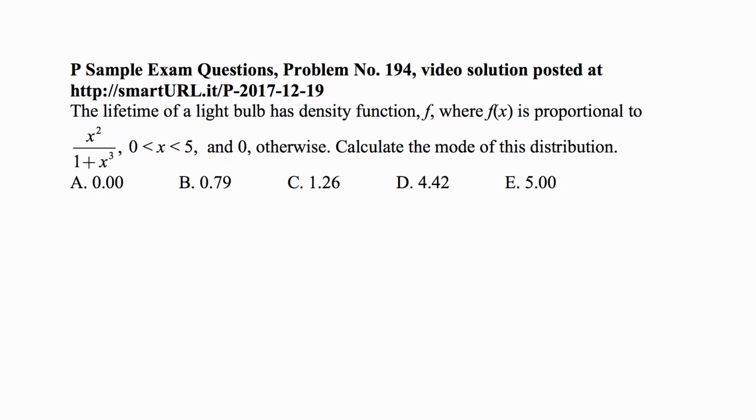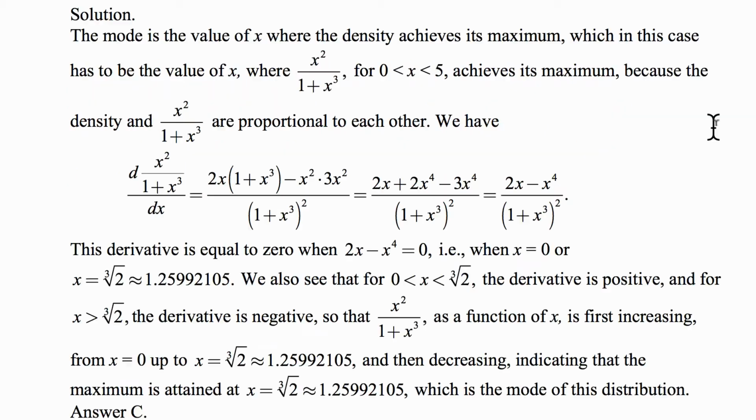Here's a problem for today. The lifetime of a light bulb has density function f, where f of x is proportional to x squared divided by 1 plus x cubed, for x between 0 and 5 and 0 otherwise. Calculate the mode of this distribution.